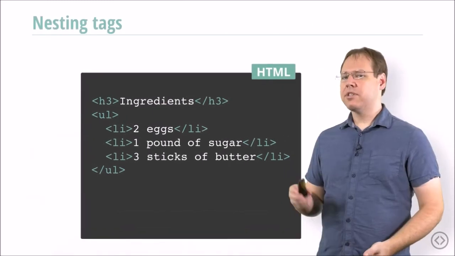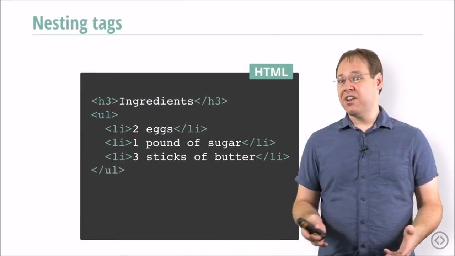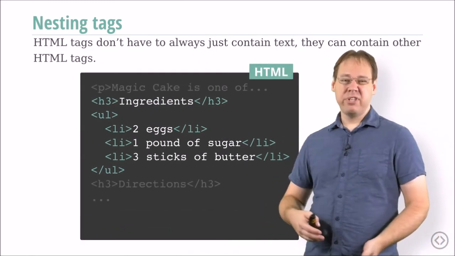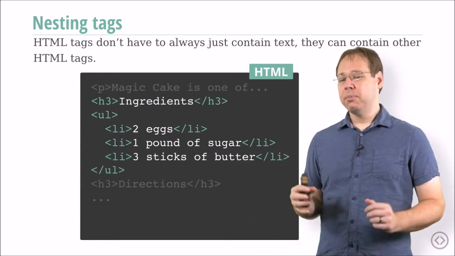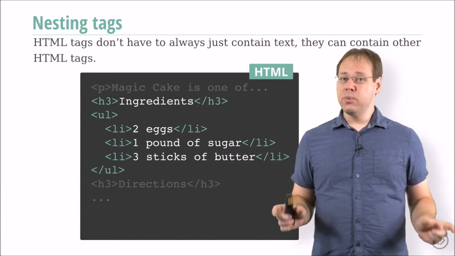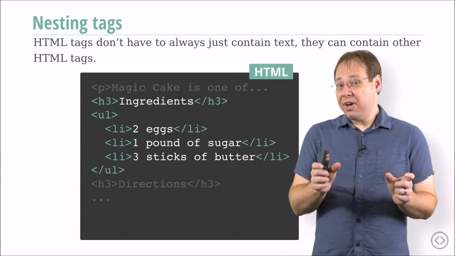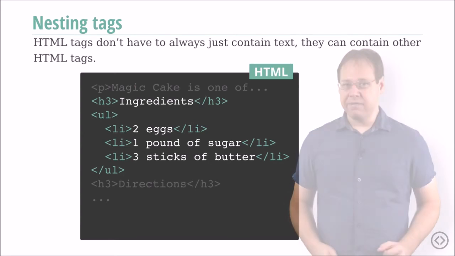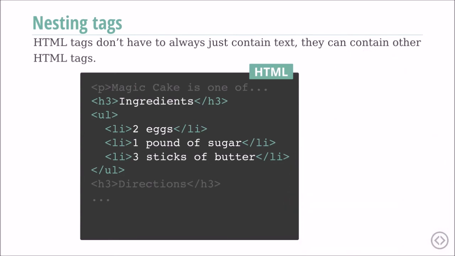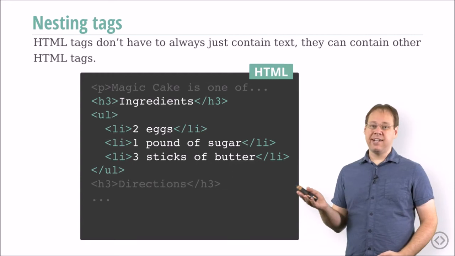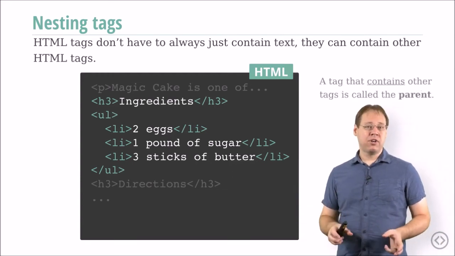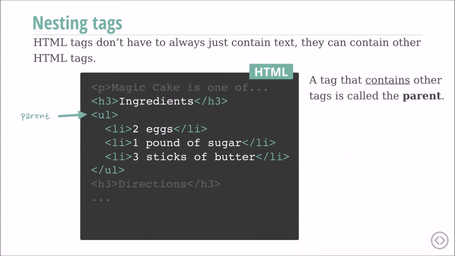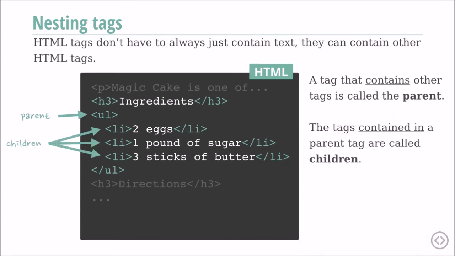Now you'll notice that this is the first time we've had a tag that contains another tag. Before we just had an opening tag, some text, and then a closing tag. But here, in between the open and close UL tags, we've got a couple other tags that are opening and closing inside of there. This is called nesting tags. And when you have a tag like LI that's inside of a UL tag, the UL is called the parent tag, and the LI is called the child, because the LI is inside of the UL.